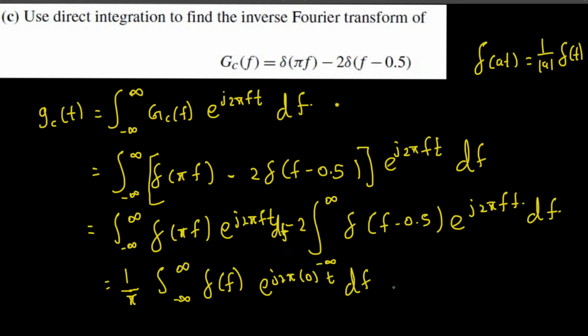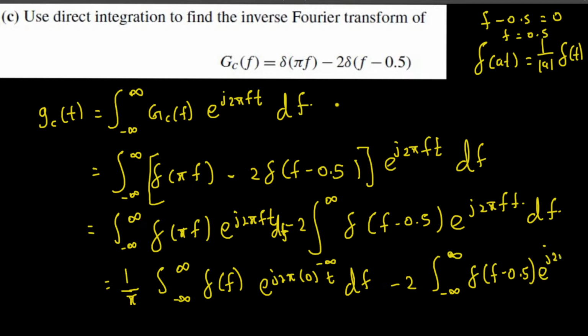For the next one, we have minus 2 times the integral from negative infinity to infinity of δ(f − 0.5), which is similar. It only happens at f − 0.5 = 0, so f is equal to 0.5. It only exists at 0.5 hertz, and everywhere else it is 0. So for this f, we just substitute 0.5: e^(j2π·0.5·t) df.